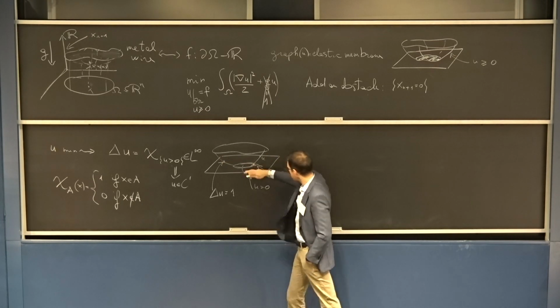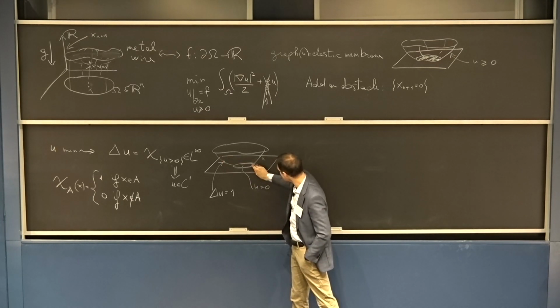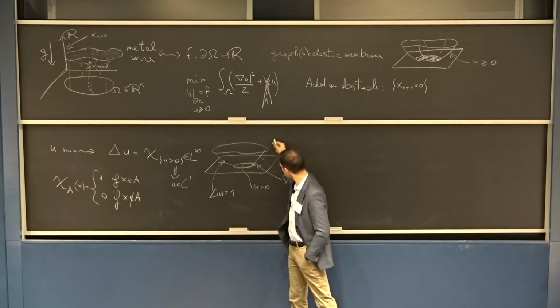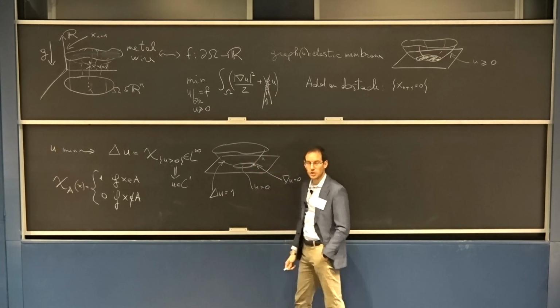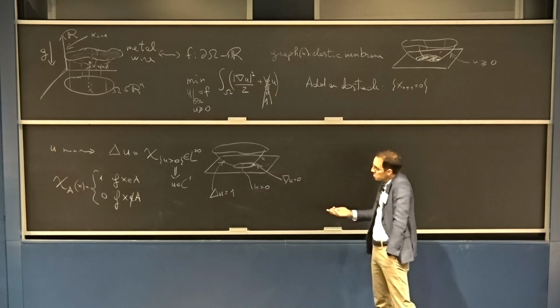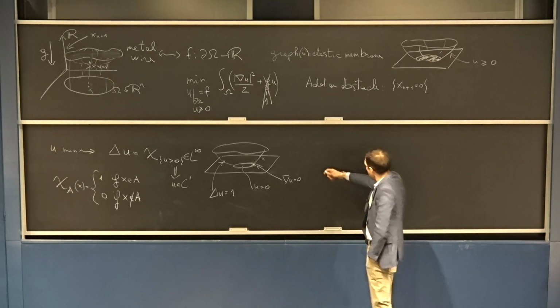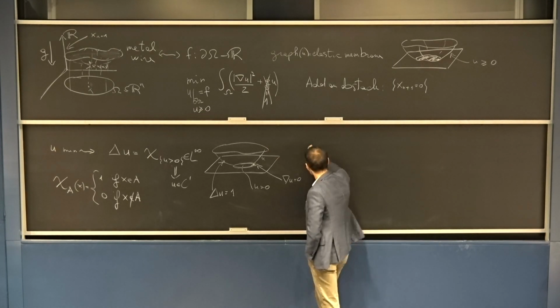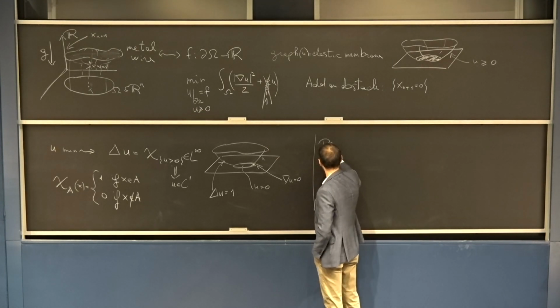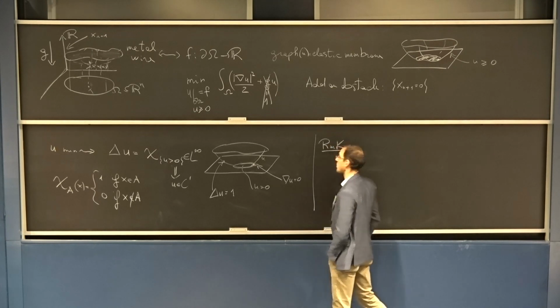So this is the picture. You have a function which is 0, gradient 0 where it vanishes, and then it goes up, and it goes up with Laplacian 1. And the question is, what can I say about this function? So this problem comes from elasticity.